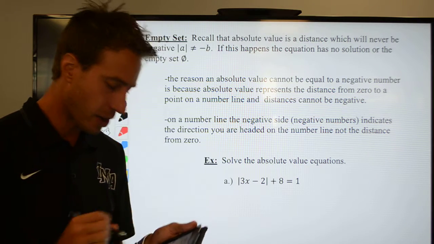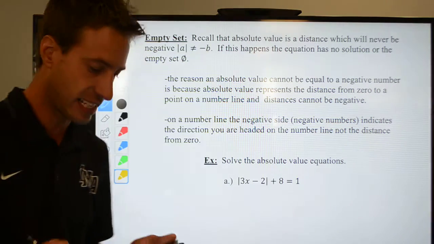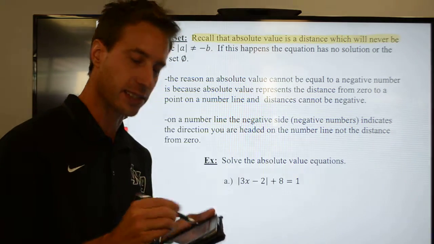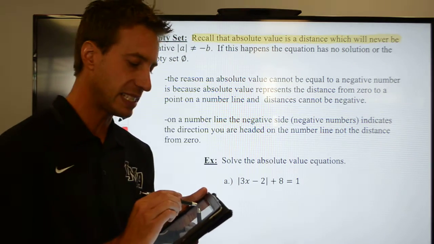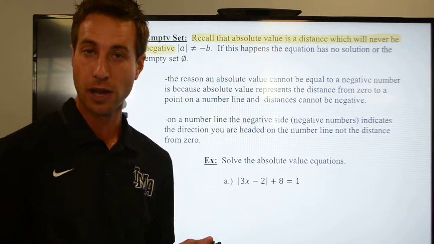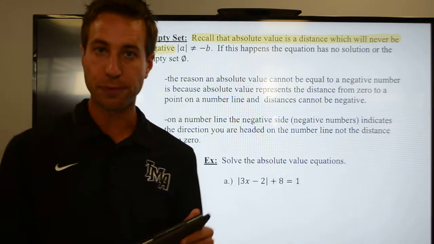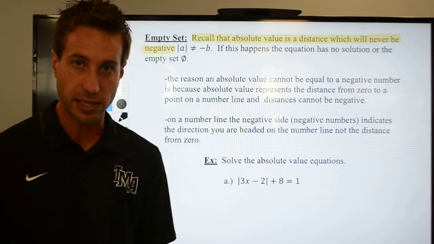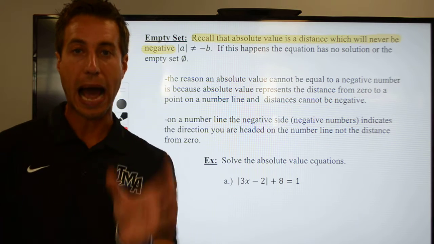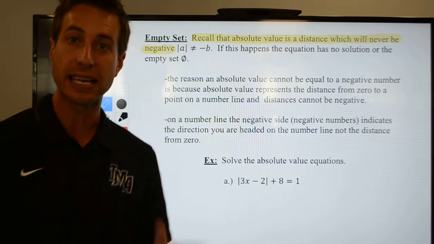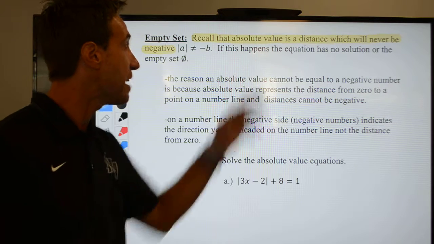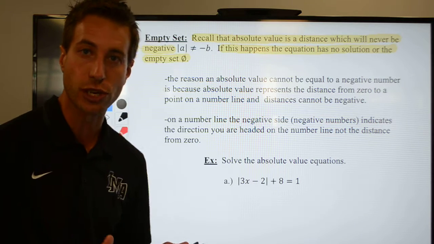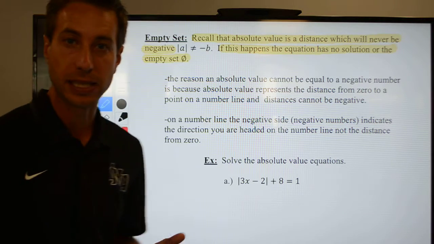But one quick note I want to make before we jump into this. Recall I told you, absolute value is the distance of a number from zero, which means it will never be negative. You will never take the absolute value of a number and get something negative. Distances cannot be negative, so absolute values will never be equal to a negative number. If this happens, the equation has no solution, or what we call the empty set.